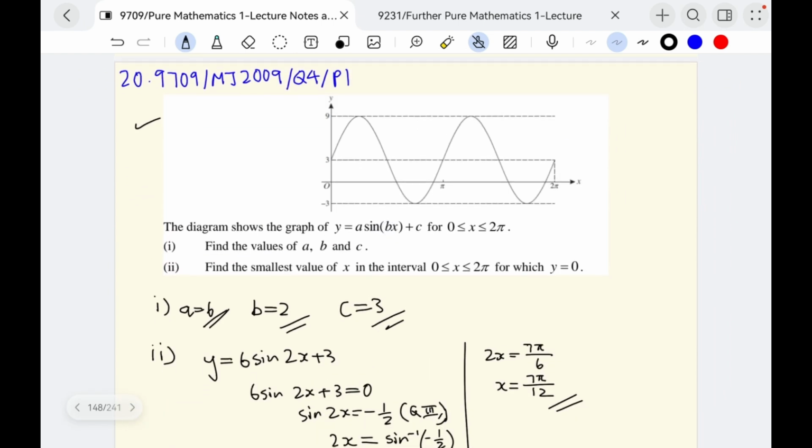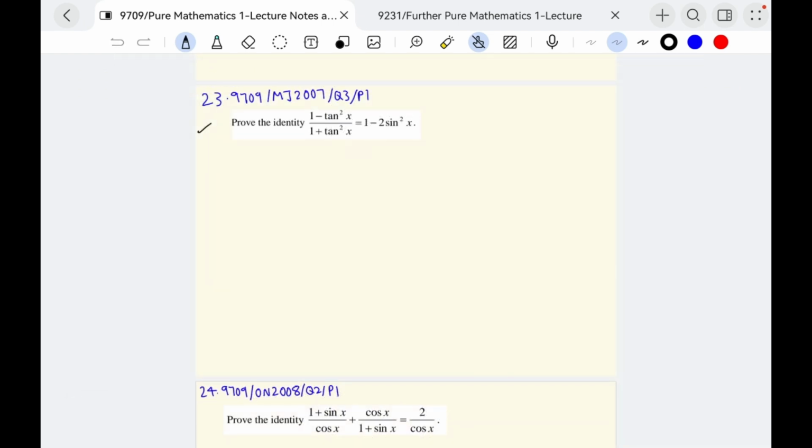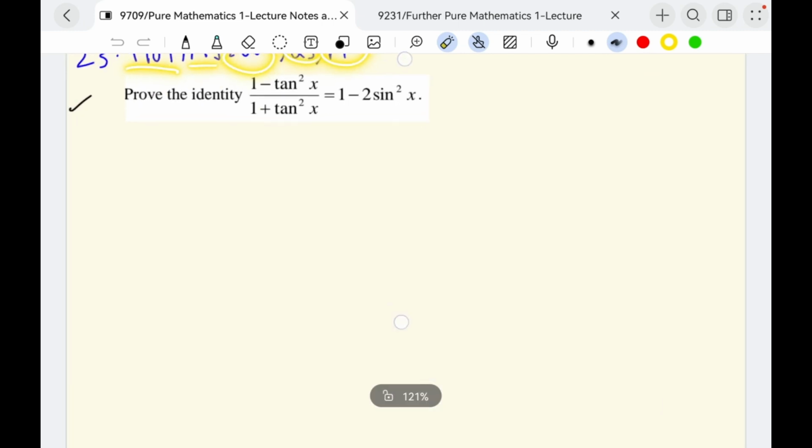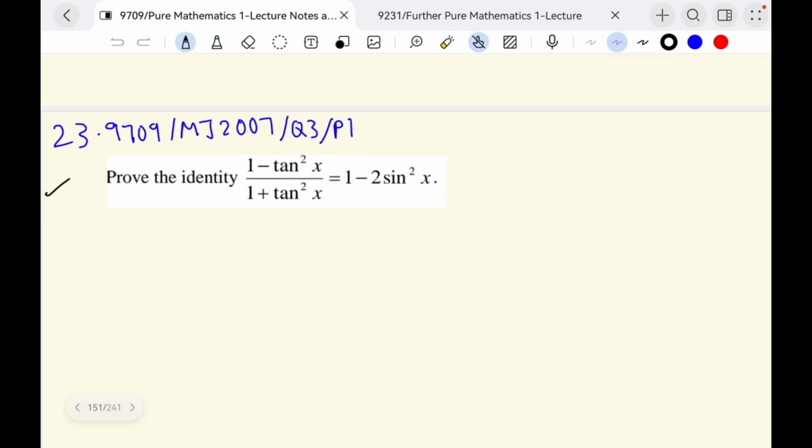Alright, let's proceed to the next question, shall we? Let's move on to question 23, which is also a past question. This is from 9709, May/June 2007, question 3 from paper 1. This question is about proving trigonometric identities. Prove the identity: 1 minus tangent squared x divided by 1 plus tangent squared x equals 1 minus 2 sine squared x.